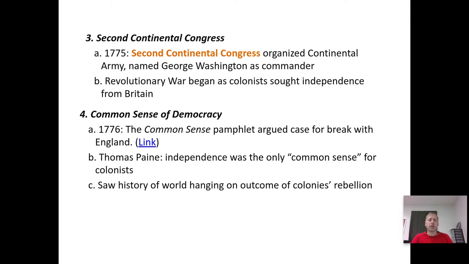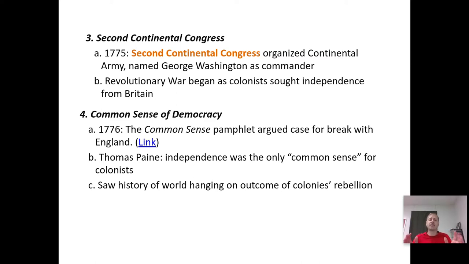It is really well written. It was the spark that got the colonists on board. It was the spark that, you know, caused people to start saying, we need our independence. There is no other option. Thomas Paine said it was only common sense for us to declare our independence.